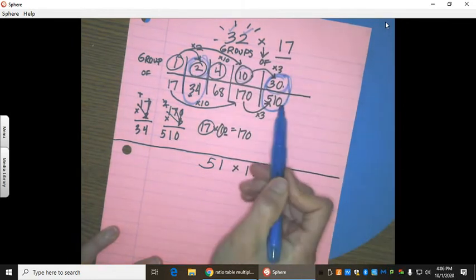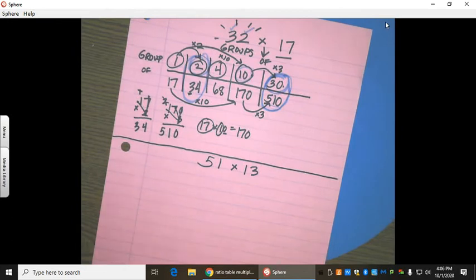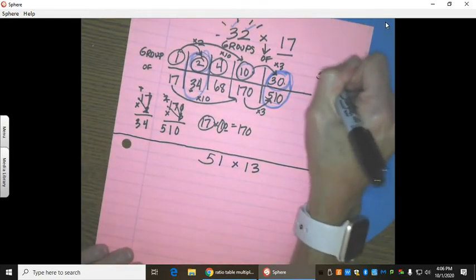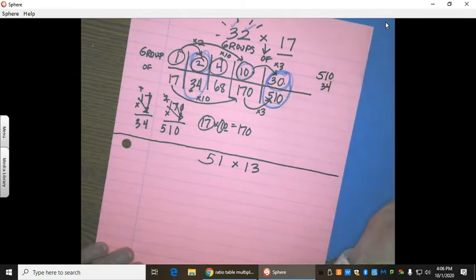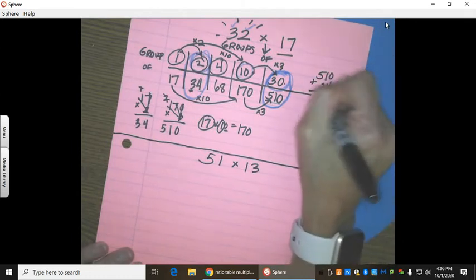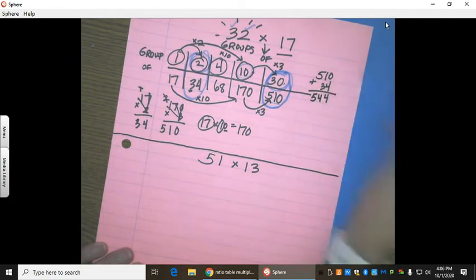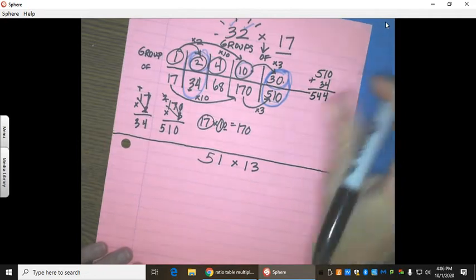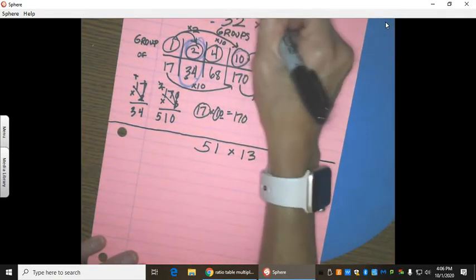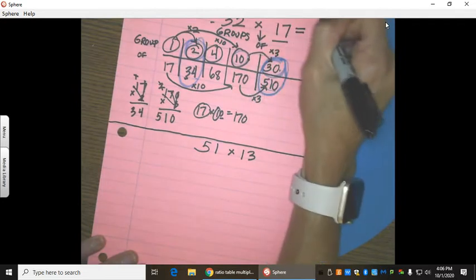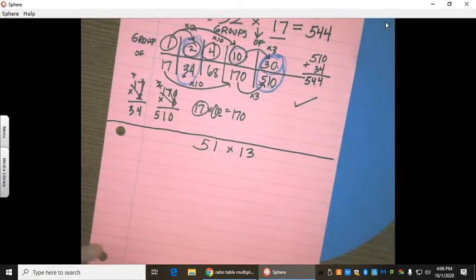So 32 groups, I'm going to have to add 510 and 34, okay? So if I add 510, because that's what 30 groups is, and 34, because that's what 2 groups is, I add them up, and I get 544. Okay, then I'm kind of finished. I think my factor times factor is product. I think my product is 544, but I'm going to go ahead and check my work.